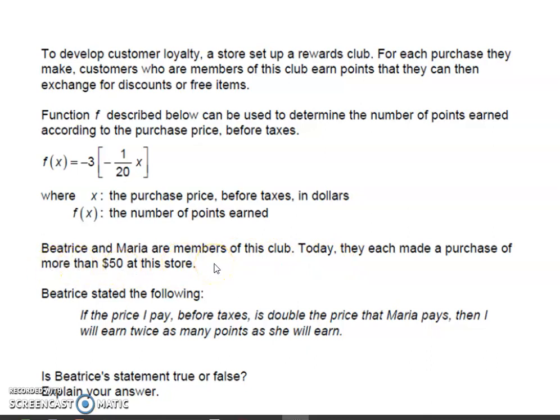I emphasize that because we're going to have to try out some different numbers. We're going to have to make sure that we meet those criteria. Beatrice says, if I pay double the price that Maria pays, I will earn twice as many points. The question is, is Beatrice correct or incorrect? Is the statement true or false? Spoiler alert, the answer in this type of question will always be false. You just have to find the example that proves it.